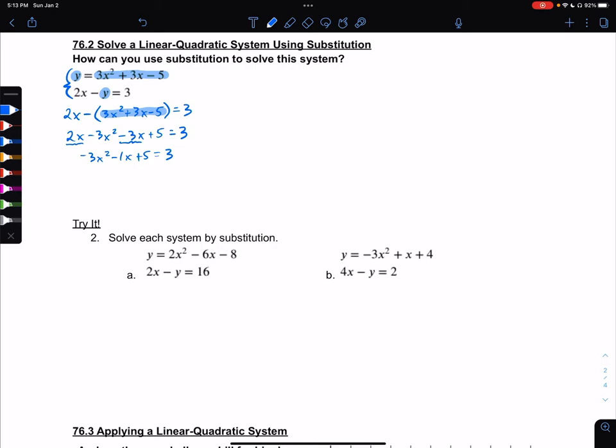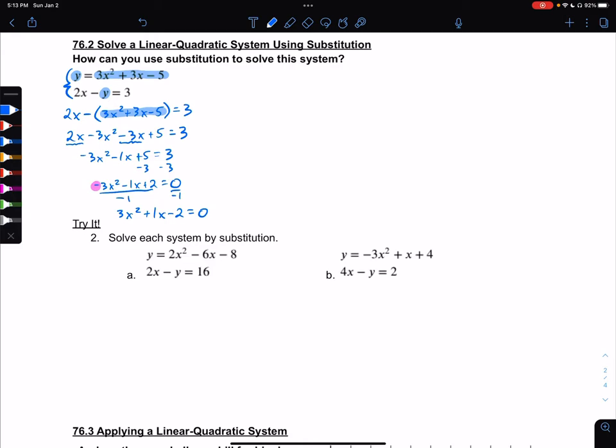Okay, continuing along. I'm probably going to wind up having to factor this. There's a couple things I'm going to have to do, but I do know that if I do want to factor, I need to have it equal to 0. So I'm going to subtract 3 from each side, which will leave me with negative 3x squared minus 1x plus 2, and that'll be equal to 0. I also know factoring, I really don't want this negative in front, so I'm going to divide everything by negative 1. And that will give me 3x squared plus 1x minus 2 is equal to 0.